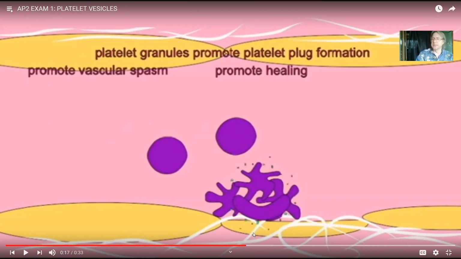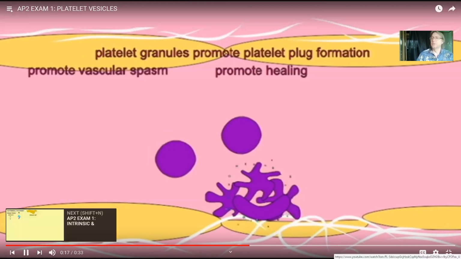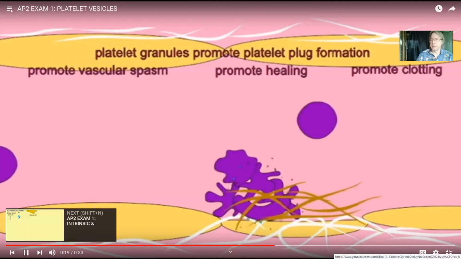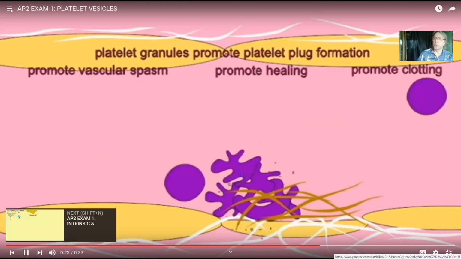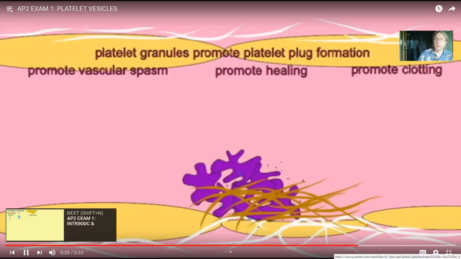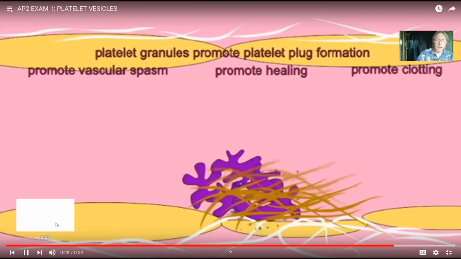And so the release of these granules causes the platelet plug, the vascular spasm, the release of growth factors, and then finally, this can help induce the formation of a clot made of fibrin, a fibrin clot, and that's then the most permanent plug of the whole.